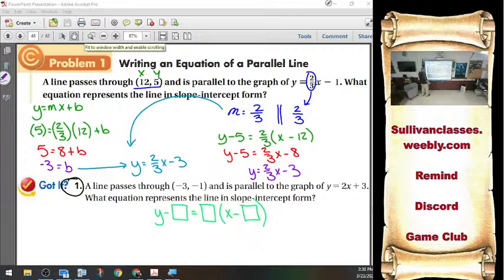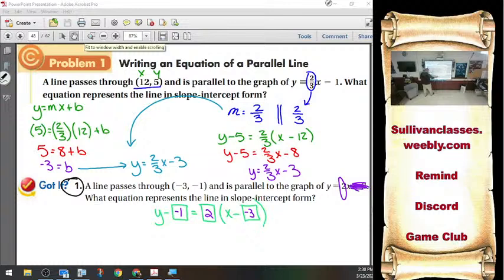I know my point, -1, -3 as my y and x. What's my slope? The only thing you care about over here is the slope. This is useless to you. You want it to have the same slope. The rest of that is useless, so don't use it. Just shove that 2 right here.